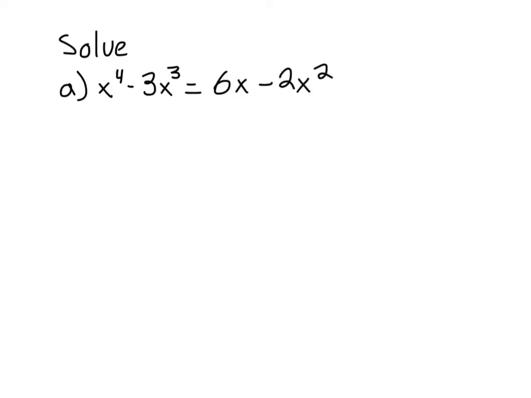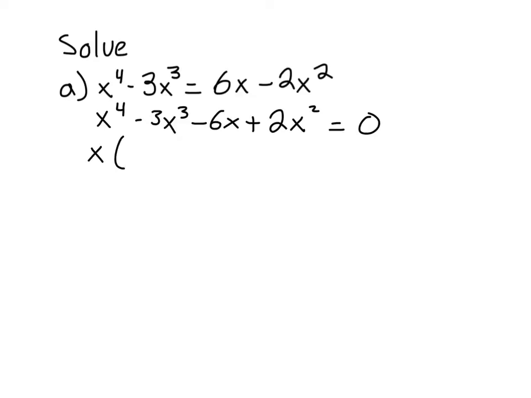Okay, so first thing I'm going to do to start this one is set one side of the equation equal to 0. So let's see, I'm going to subtract 6x from both sides. I'm going to add 2x squared to both sides, so that way I'll have 0 on the right hand side. Now, if I look at each of these terms, one thing I noticed in all these terms, they all involve an x. So one thing I can do is I can pull out an x.